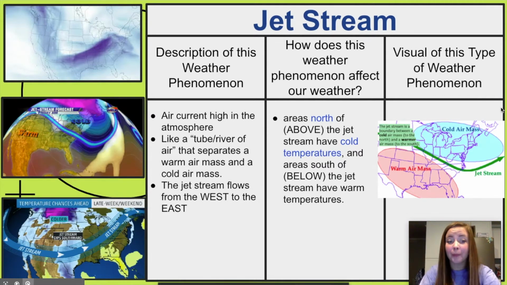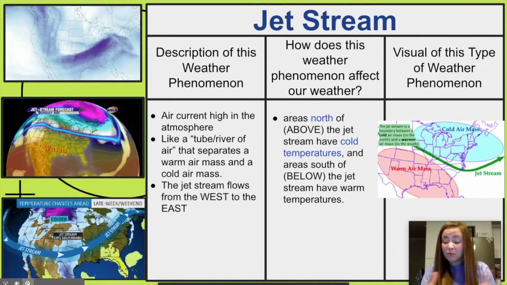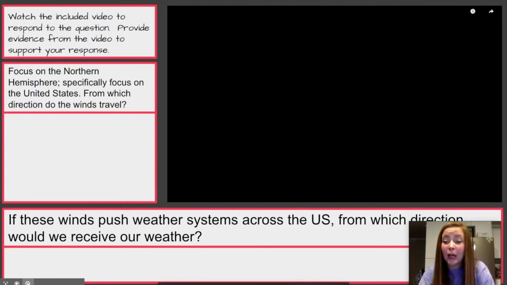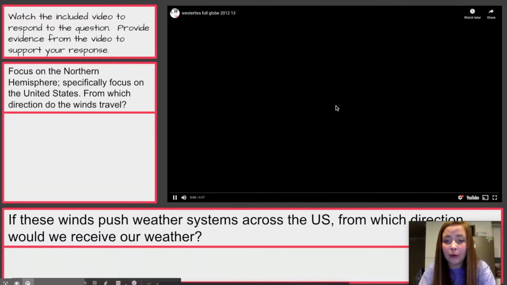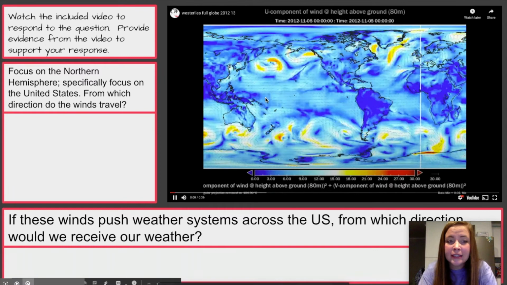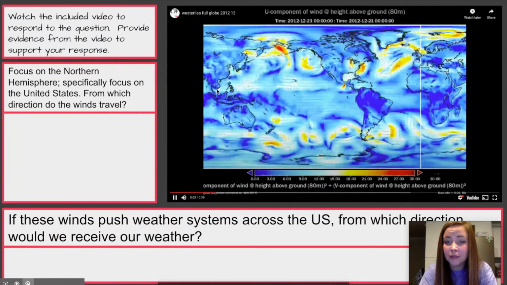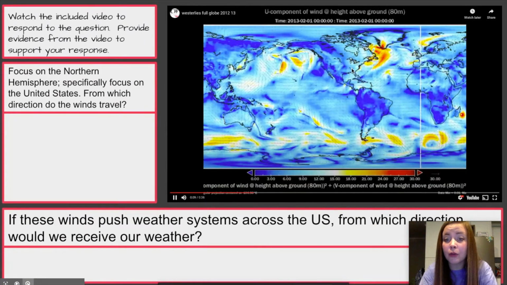All right, so, and again, since it flows from west to east, it also helps to move our weather systems, but there's also another weather pattern that helps to move our weather systems from west to east, like we've talked about, because weather starts with WE. That reminds us that it moves from west to east. But look at this video here, and we're going to focus specifically on the northern hemisphere. So the northern hemisphere is above South America, so North America.